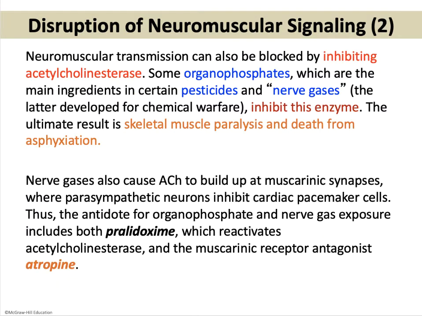Other agents work in alternative mechanisms. One of these is the organophosphates, which are sometimes found in pesticides, and also nerve gases. What they tend to do is they inhibit the enzyme acetylcholinesterase used for destroying acetylcholine. The ultimate result is that the breathing apparatus is paralyzed, and once again the victim dies of asphyxiation.